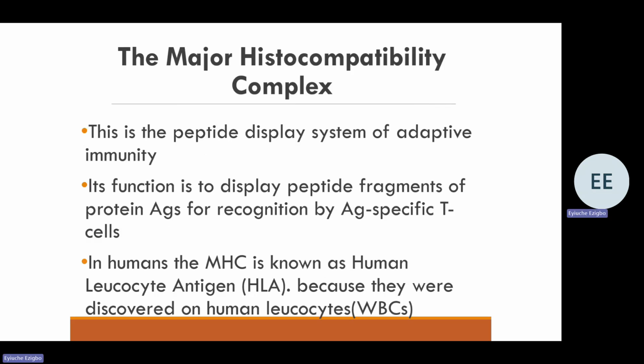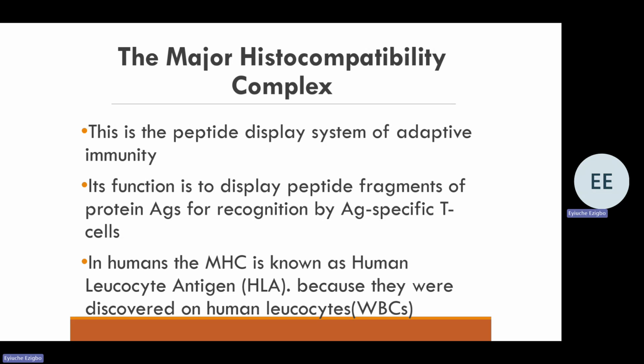So what is the major histocompatibility complex? What is the HLA complex, as it is called in humans? This complex is the peptide display system of the adaptive immunity. Its function is to display peptide fragments of proteins, antigens, for recognition by antigen-specific T cells. It functions in presenting antigens to the body's immune system, the T cells.